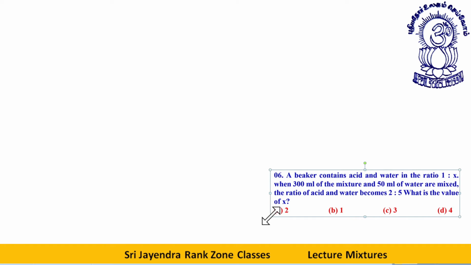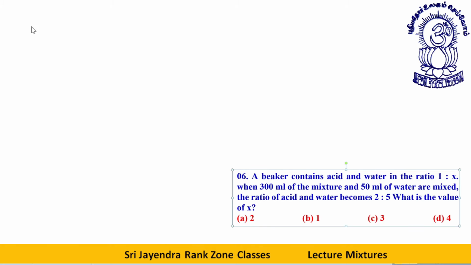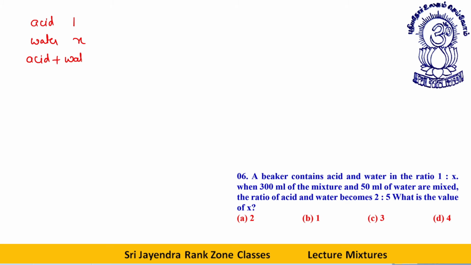This is a good question. A beaker contains acid and water in the ratio 1 is to x. Let's say this is acid, 1 part. Water is how many parts? x. So acid plus water will be what? 1 plus x, that is total. Okay, this is total. Now, when 300 ml of mixture and 50 ml of water are mixed, the ratio of acid and water becomes 2 is to 5. So total what we have now, we have 300 ml of this mixture plus 50 ml water.